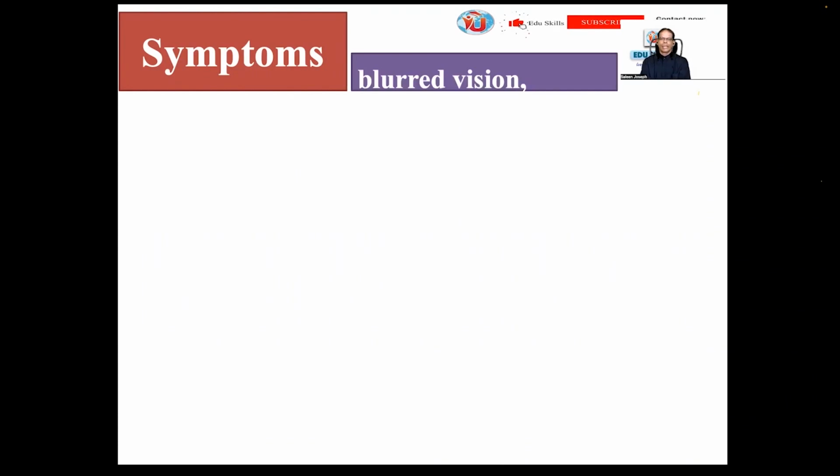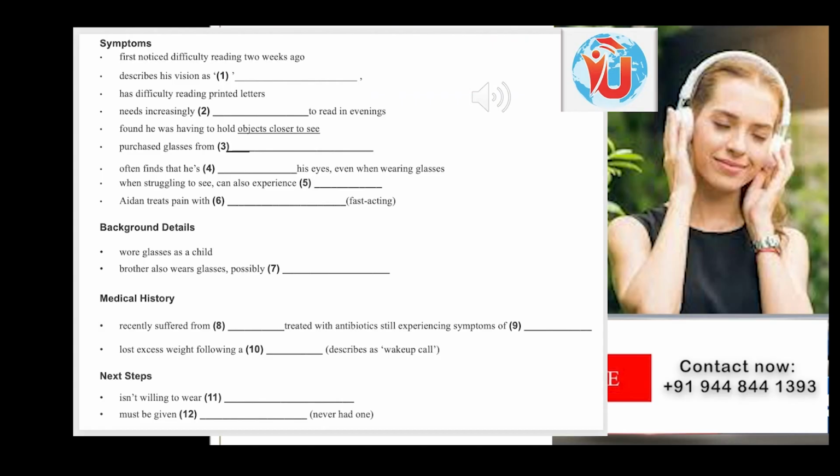We'll listen to part A just once. You hear an optometrist talking to a patient called Aidan Fitzpatrick, who has been experiencing blurred vision.